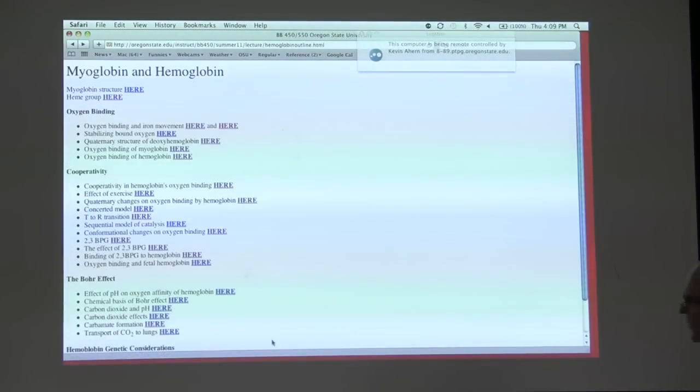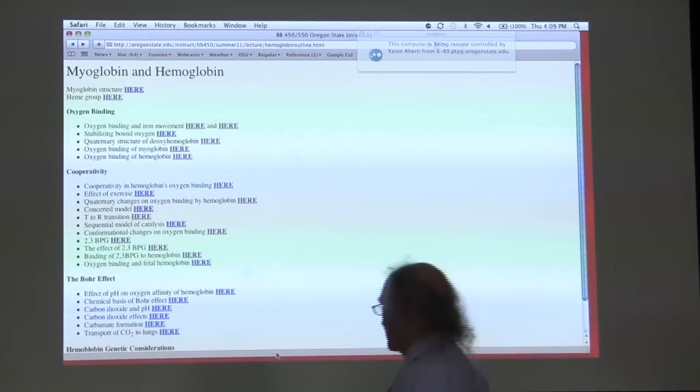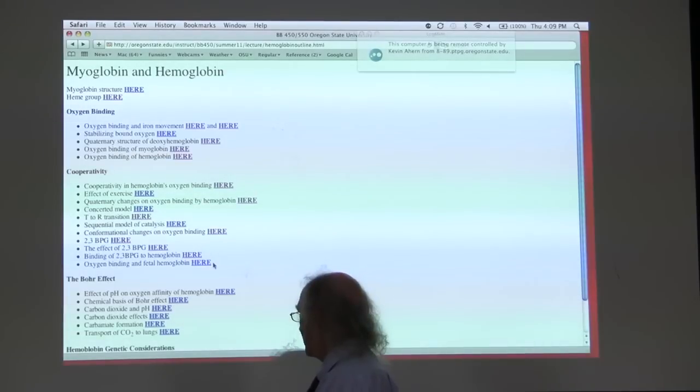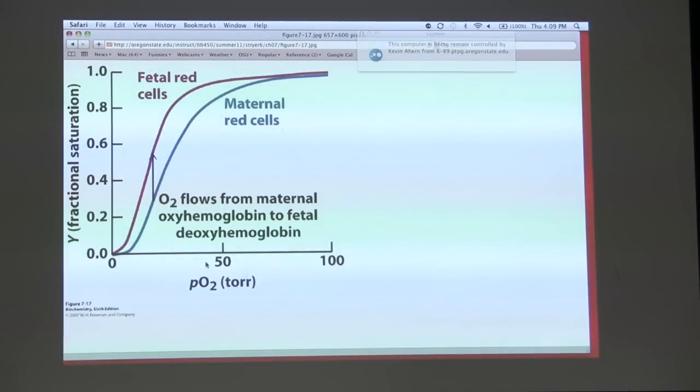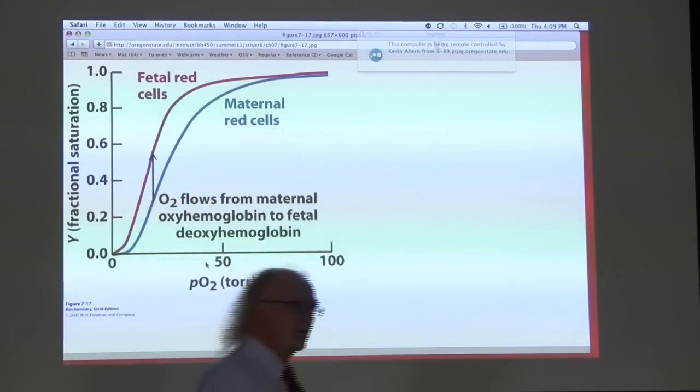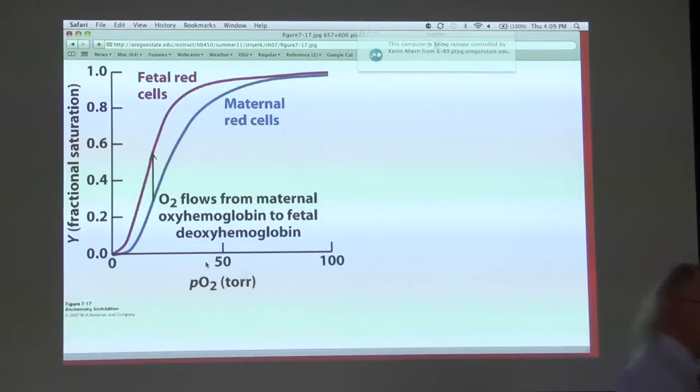Okay, now, 2,3-BPG is important for another reason. Let's think about fetal hemoglobin. Fetal hemoglobin is an important consideration because fetuses need oxygen, but they're buried deep inside of mom. And mom has a certain oxygen carrying capacity. However, if mom's hemoglobin is fighting with the fetus for the same oxygen, the fetus is going to come out on the short end. All right?